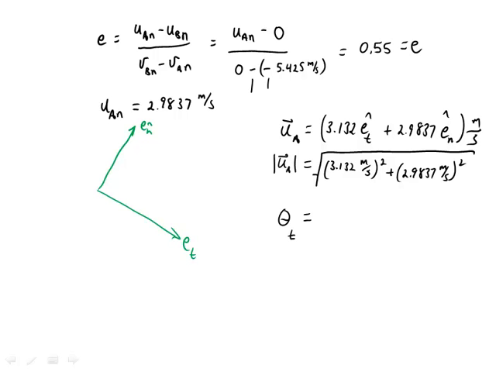So theta t is the angle with respect to the tangential unit vector. And that will be the arctangent of 2.9837 divided by 3.132. So the velocity will be coming off here like this, and this will be theta with respect to the tangential. And so I can write my U sub A in this format.